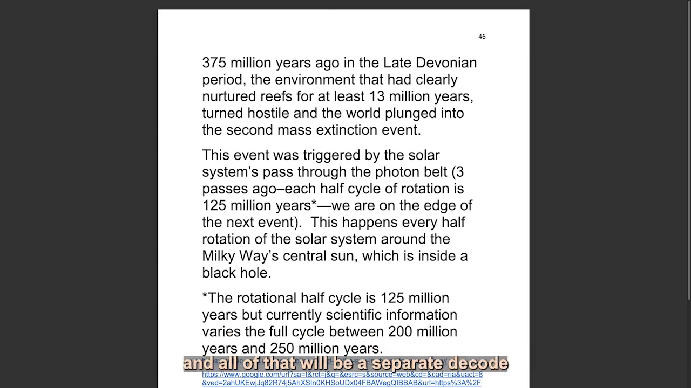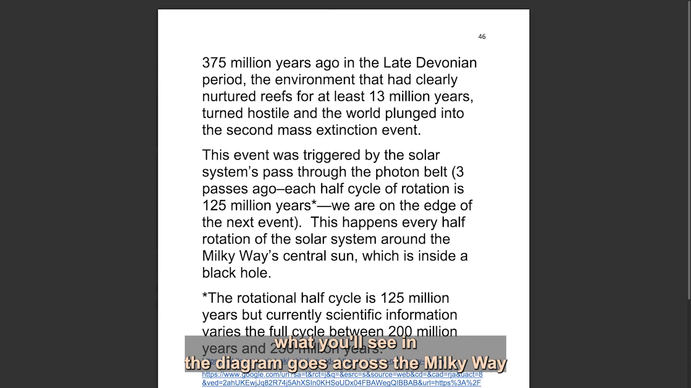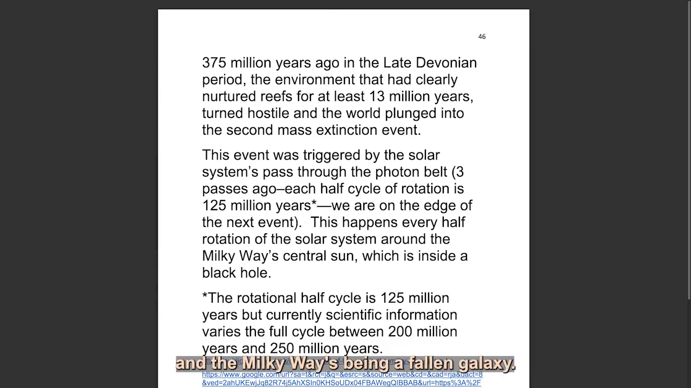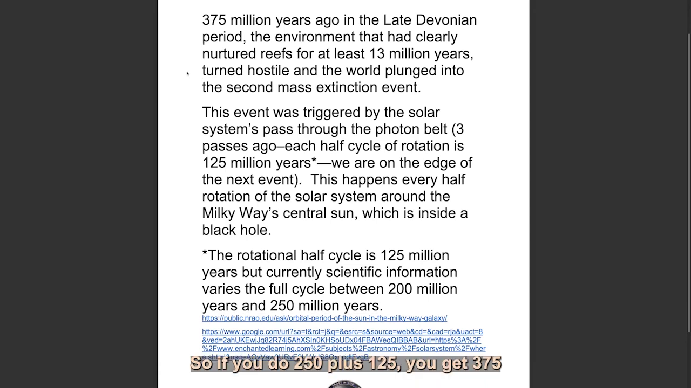And all of that will be a separate decode, how it precisely happens, CME and all that stuff. So this happens every half rotation of the sun, because that field, as you'll see in the diagram, goes across the Milky Way. And the Milky Way, being a fallen galaxy, its central sun is inside a black hole. So the rotational cycle is half of the total cycle of one rotation, which is somewhere between 200 and 250 million years. It's actually 250 million. So if you do 250 plus 125, you get 375, thus a mass extinction event.